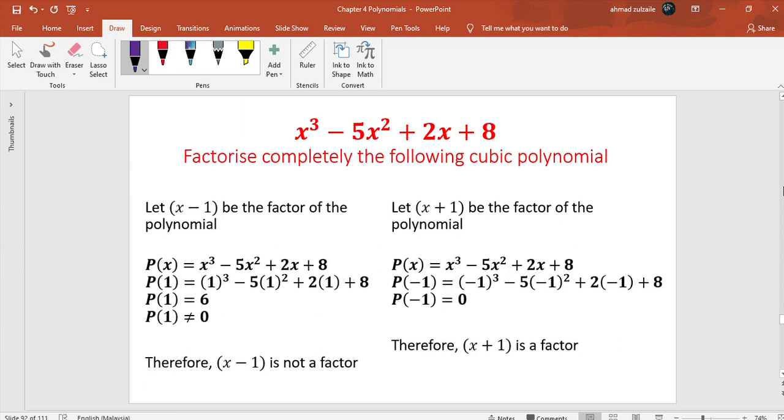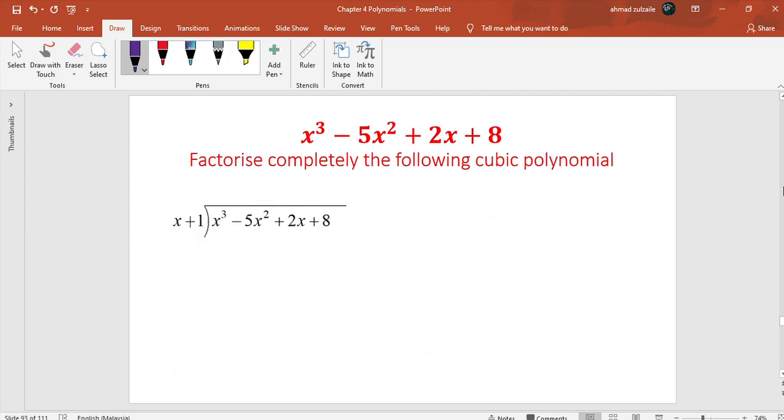Okay, next. Since the question asks you to factorize completely, we will continue the process using long division. So now we're going to divide our polynomial x cubed minus 5x squared plus 2x plus 8 with x plus 1 as our divisor. Okay, so it's going to be like this. This is step number 2 after you determine one of the factors. By using the long division, we divide this polynomial with our divisor.